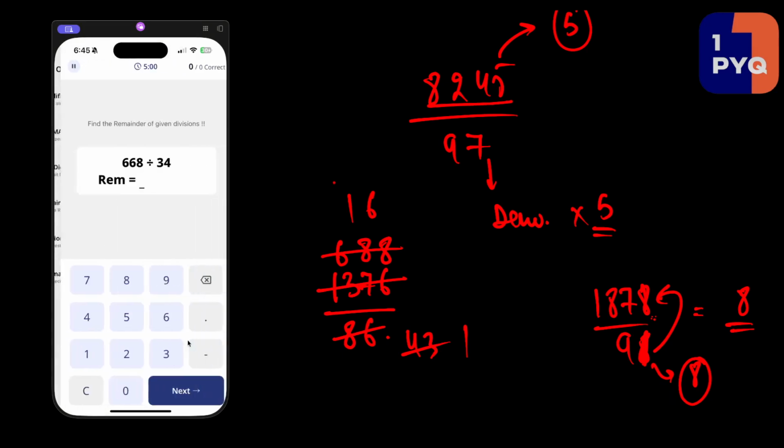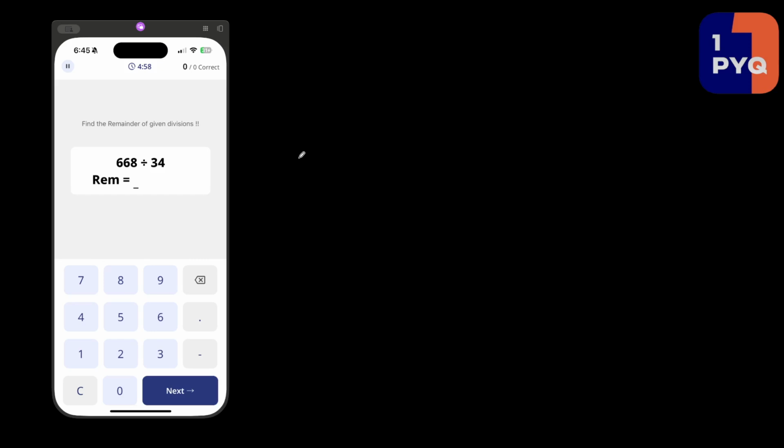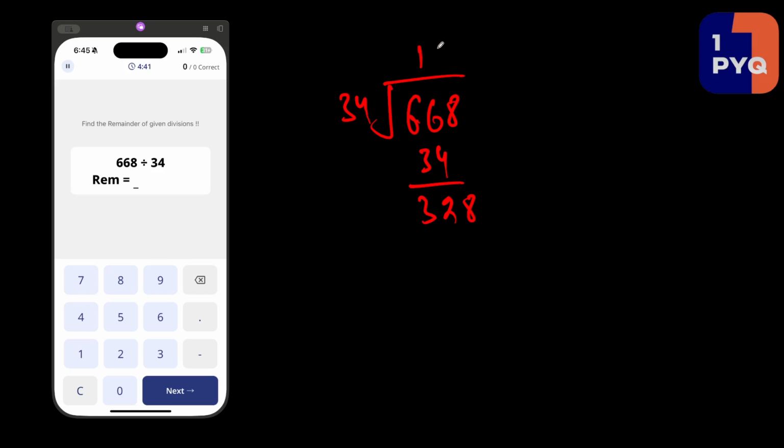Let's check for remainders. 668 divided by 34. 34 twos are 68, so we won't be able to do that. I'll take 34 here and give you a 32. 328. Talking about 9, 9 times 9 fours are 36, 9 threes are 27, 27 plus 3 is 30, so 306 we have, and then we'll get a remainder of 2 and another 2. The remainder is going to be 22.